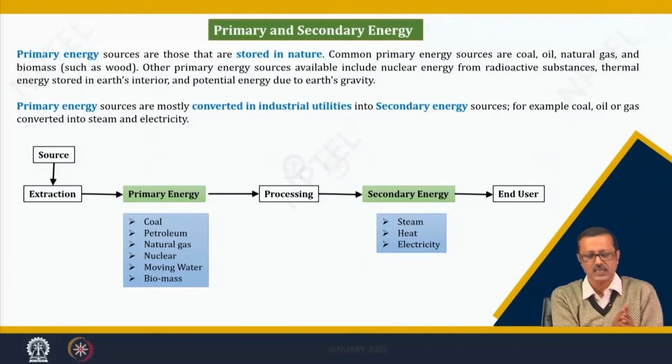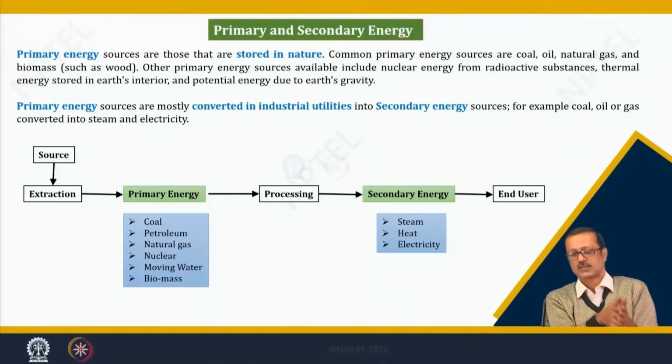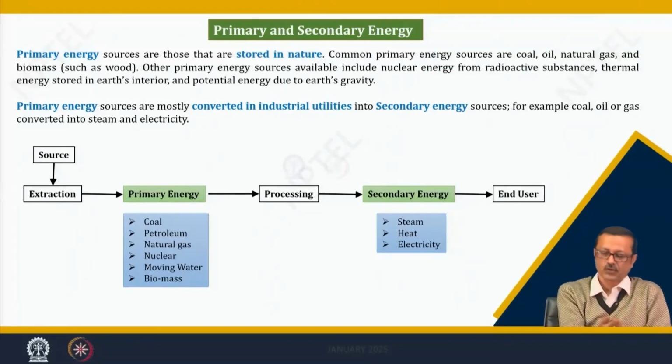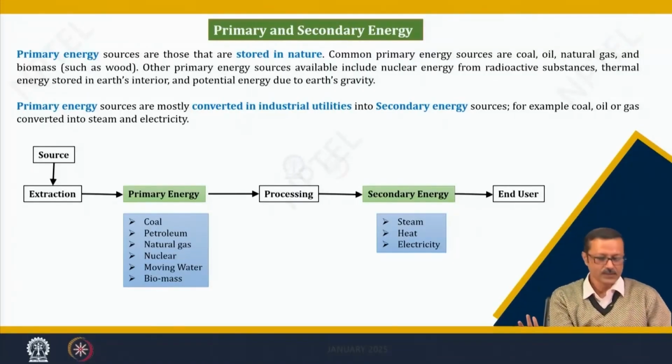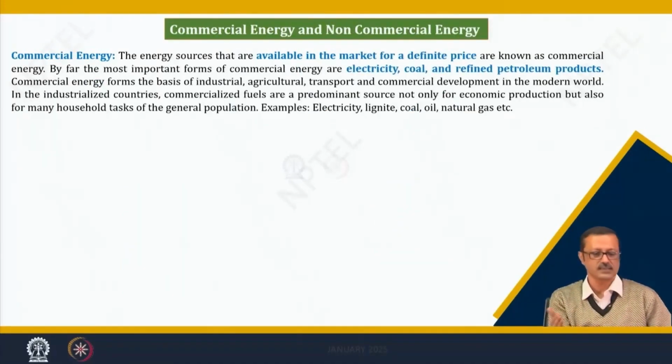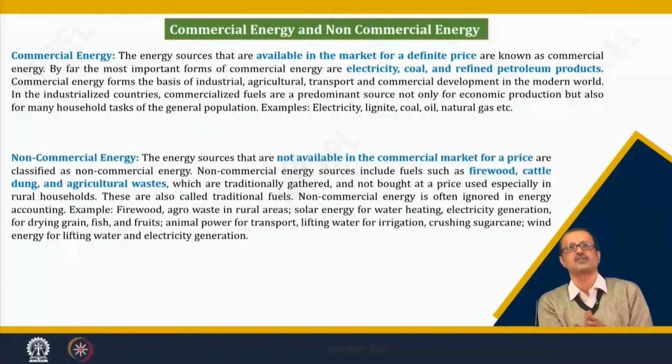So, primary energy has to be processed to the secondary form, and the secondary energy we can use. We can use heat, we can use steam, we can use actually electricity for our end use. So, these are the two different classifications of primary and secondary energy. Then, the commercial and the non-commercial energy.